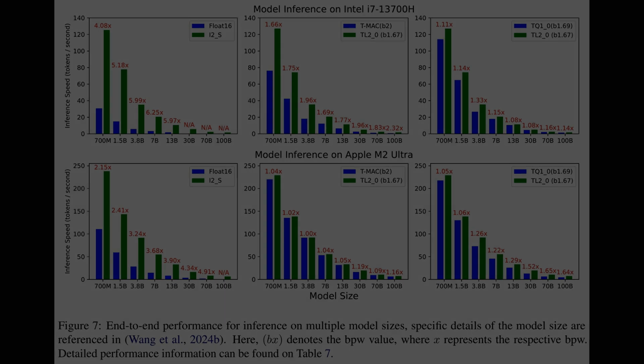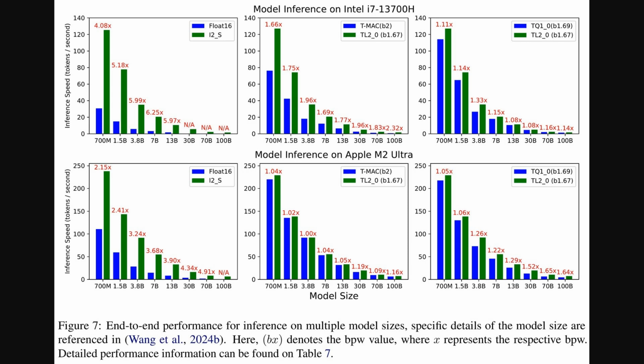Right, so we saw how the element-wise lookup works in Figure 4. Now Figure 7 expands on the speed results we saw back in Figure 1. Instead of just the one large model, this figure shows performance across a whole range of model sizes, from 700 million parameters right up to 100 billion. Again, it's split by Intel and Apple CPUs. We're seeing comparisons like the lossless I2_S method against float16 and the efficient TL2_0 method against T-MAC and TQ1_0. The key takeaway is that the speed advantage for bitnet.cpp holds pretty consistently across these different model scales.